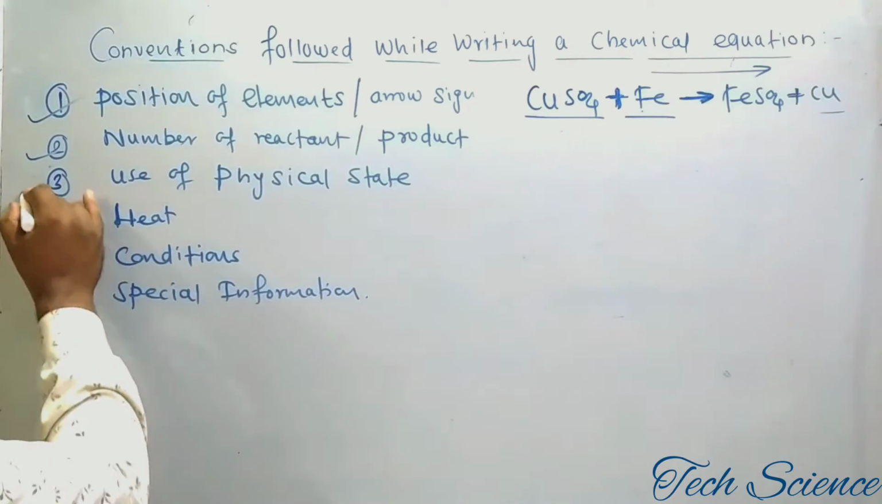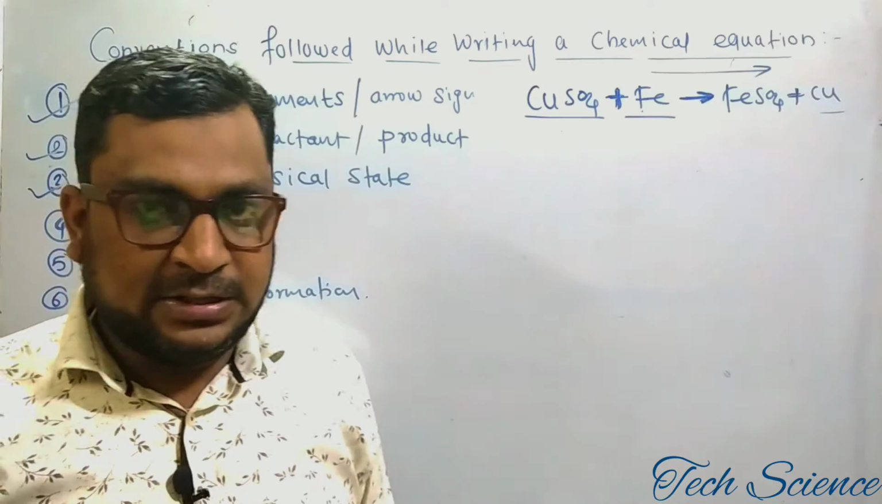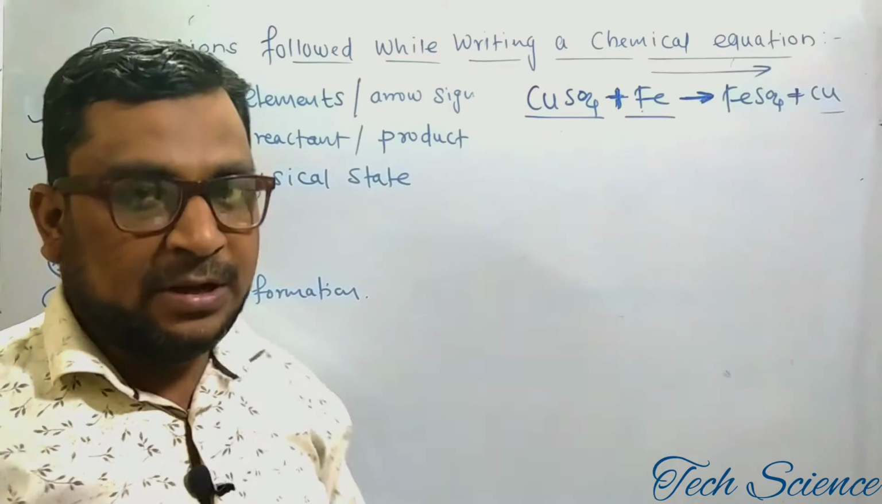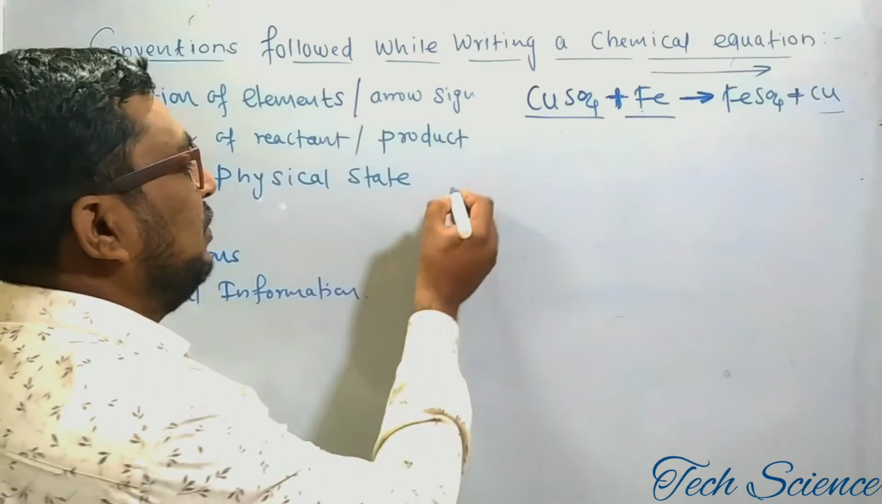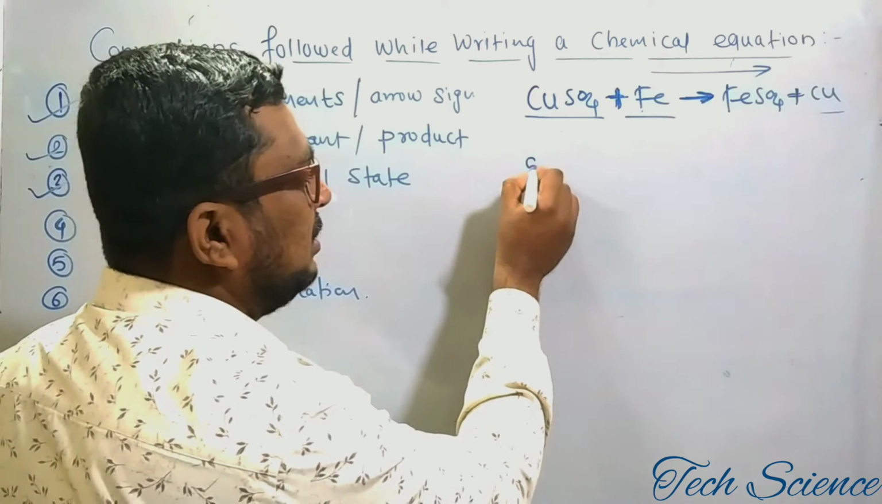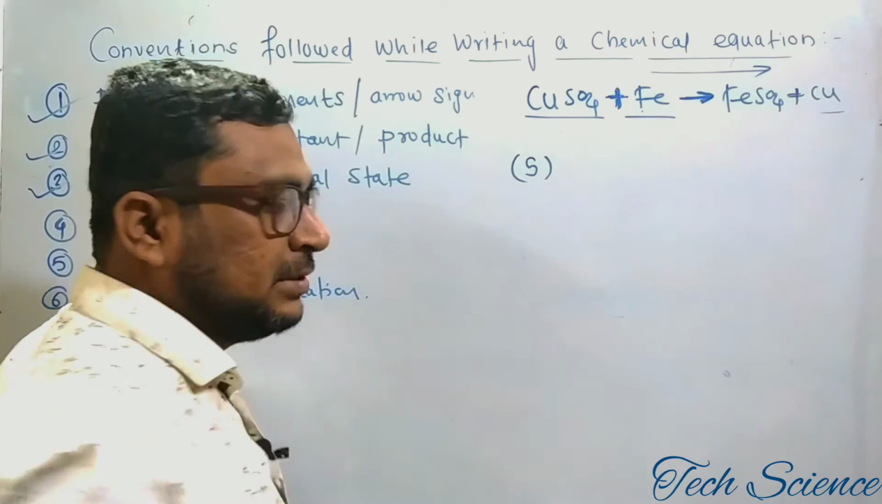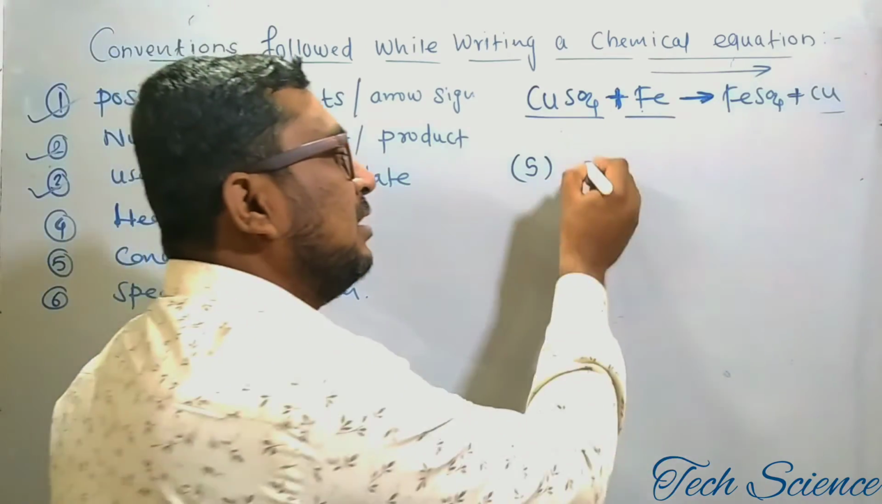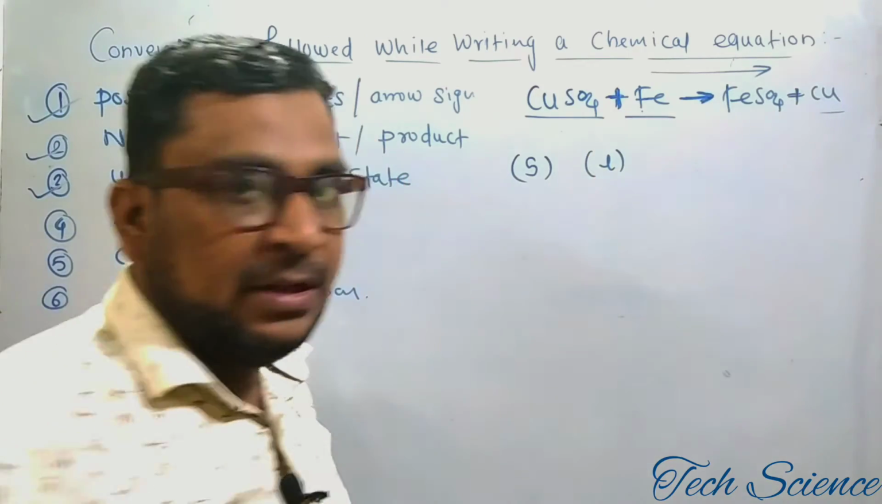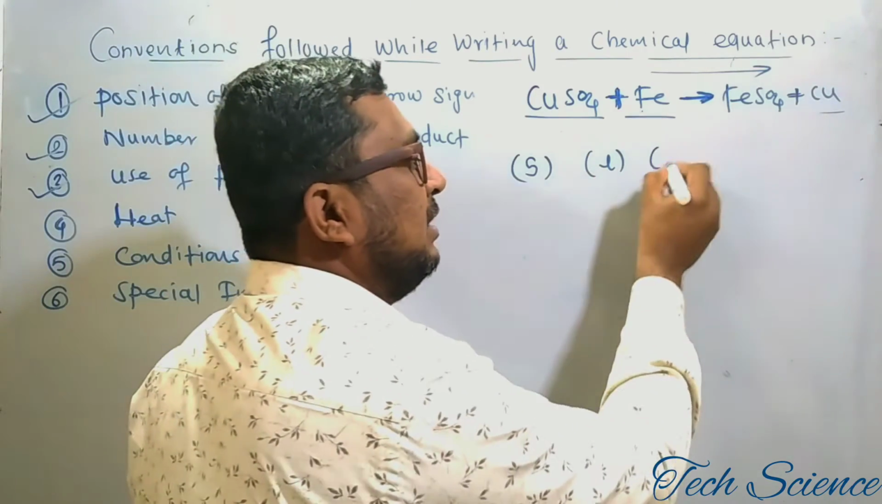Now, the third one: use of the physical state. Whenever you write such a chemical reaction, always write down their physical state. For example, if they are solid in nature, in brackets you have to mention S. If they are liquid in state, you have to write L in brackets. If they are gaseous in state, you have to write G.